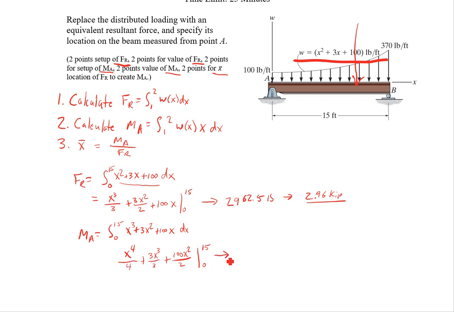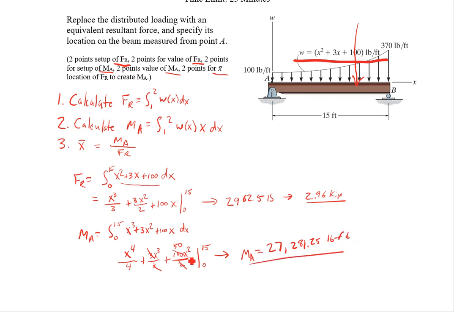So when we fill in our values here, we can see that our 3's are going to cancel. So we just get x to the 4th over 4 plus x cubed plus 100. We can simplify that out. Then we're going to get 50 x squared. So when we do that, we get MA equals 27,281.25 pound-feet.